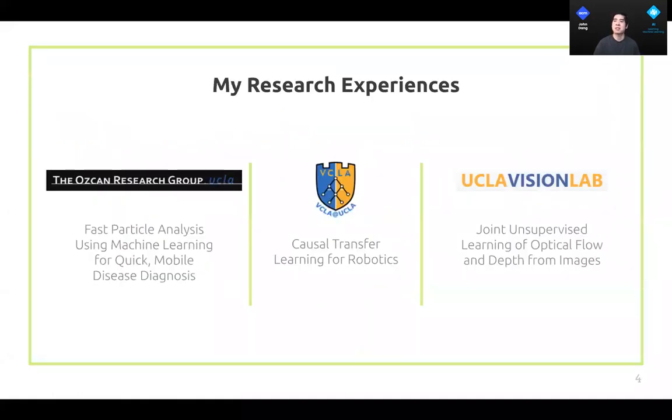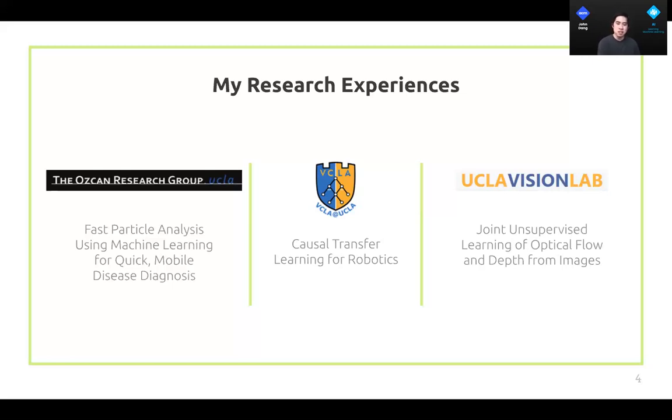So just to give some quick background about what I've worked on at UCLA research labs, during my freshman year, basically throughout the entirety of it, I was an undergraduate researcher in the Ozcan Research Group. I was working on a project for fast particle analysis using machine learning for quick mobile disease diagnosis. That's a big mouthful. Basically, I was developing fast machine learning algorithms to take in images of different blood samples and do particle analysis, looking at things such as particle size and number of protein particles in order to do mobile disease diagnosis. We had constraints that these algorithms needed to be runnable on a Raspberry Pi, which is extremely hard to do.